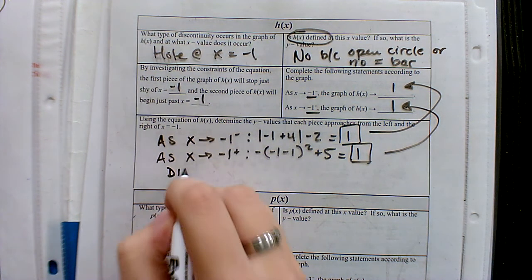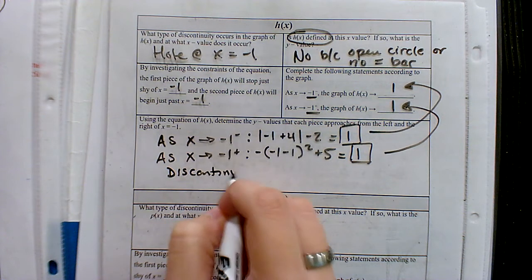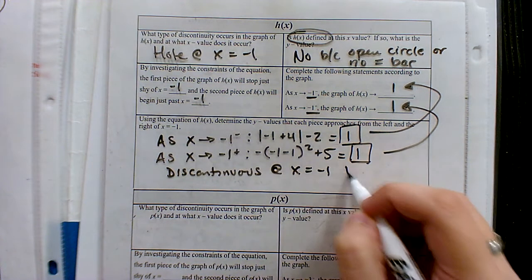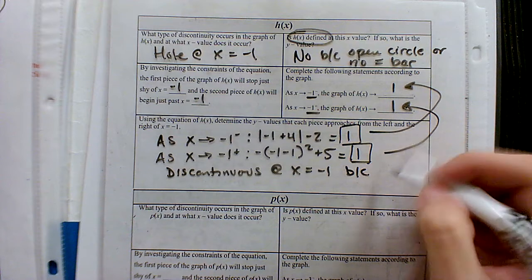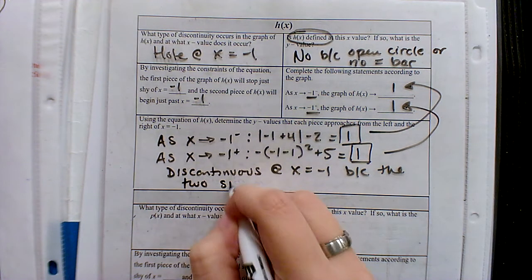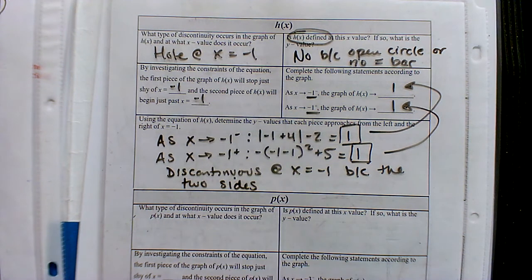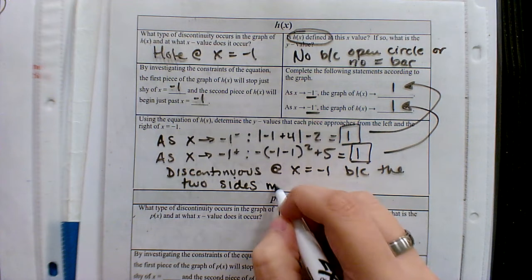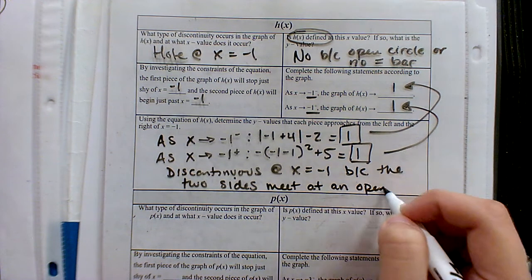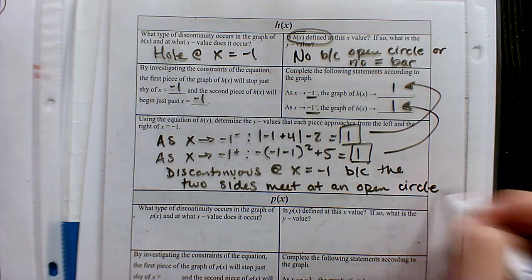So we'll say discontinuous at the x value of negative 1 because the two sides, aka left and right, meet at an open circle.